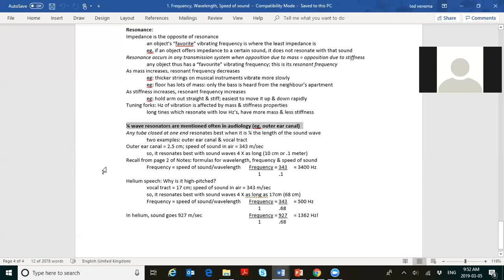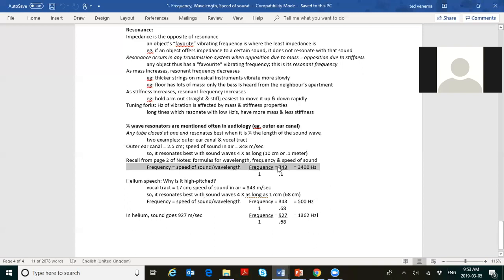So, frequency equals speed of sound over wavelength. Well, we know what the wavelength is, so let's figure out what the frequency is. So wavelength is speed of sound over frequency. Frequency is speed of sound over wavelength. Well, if the wavelength is 10 centimeters, so you know the ear canal is going to vibrate with sound waves that are 10 centimeters, do the math.